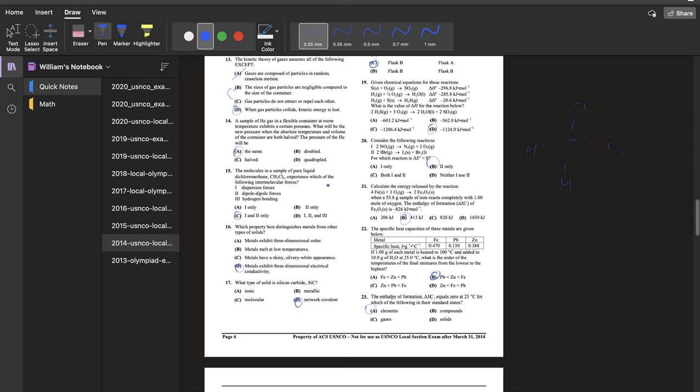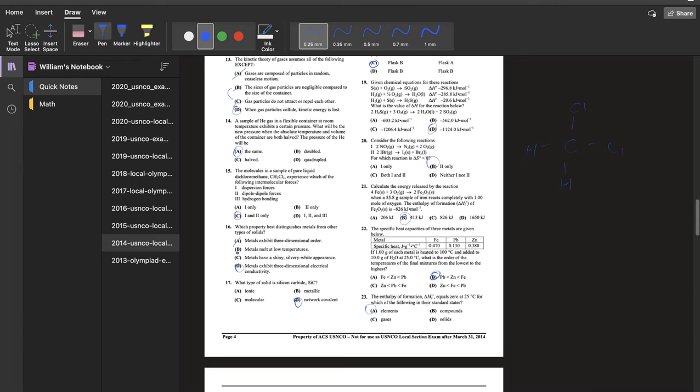Which property best distinguishes metals from other types of solids? Okay, so I didn't really know the answer to this when I took the test, but I was able to get it by process of elimination. Going through the choices: metals exhibit 3D order. That's true of every solid. That's the reason they're a solid.